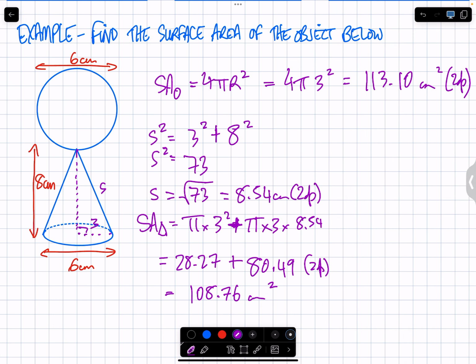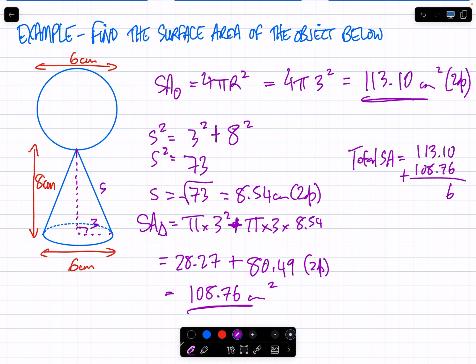Is that currently the total surface area of that object? Add the totals together, good. So total SA is going to be 113.10 plus 108.76, I believe it's that. 221.86 square centimeters. I'll stop the recording now so you can check.